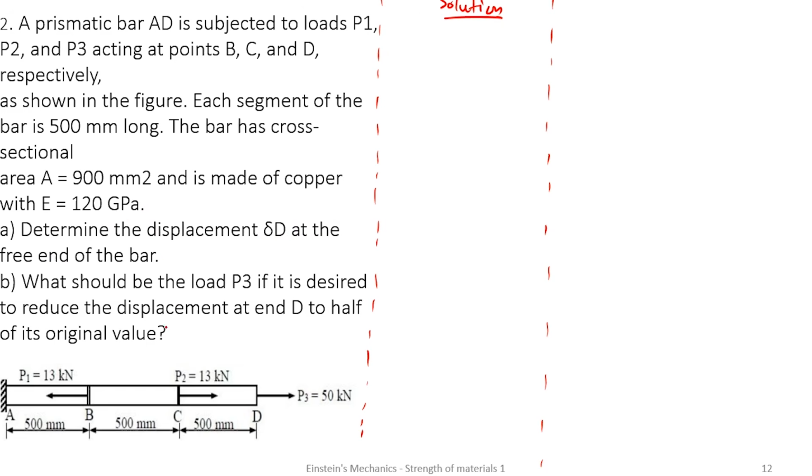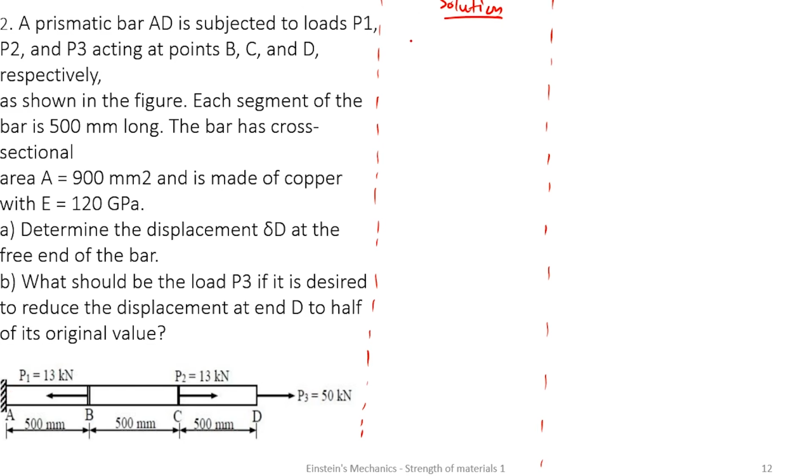Wow, this is quite interesting. So we have this bar under these various internal forces, and the question is asking us to find the displacement, virtually the elongation that is going to happen at the end D. As we know, we are going to find the elongation in each segment, then add them to get the total elongation. Since we have previous knowledge in this, it's going to be very fast here. First, we have to draw the free body diagram and know the reaction at the end.